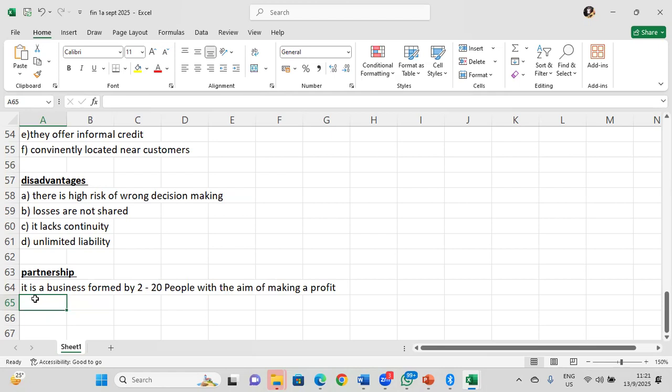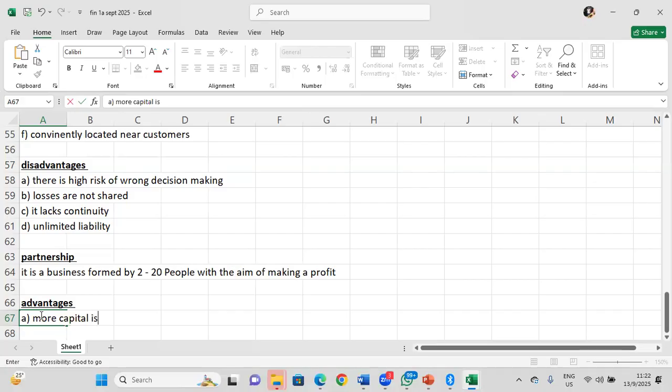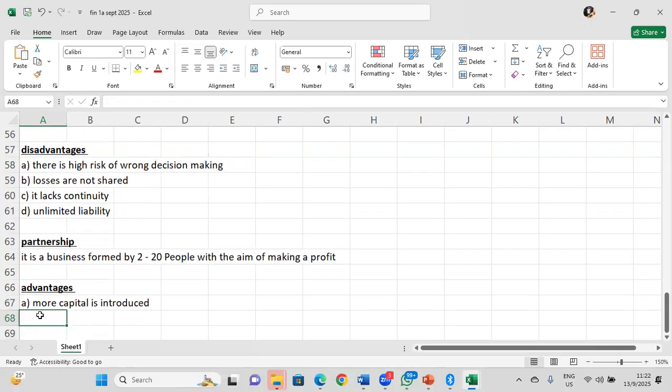Then, if it's a partnership, there are benefits we tend to enjoy. Some of the disadvantages of a sole trader, we tend to overcome them. So what are the benefits of not running the business alone, but running it as a partnership? The first advantage is more capital tends to be introduced because it's no longer one person bringing the money, but we're now contributing.